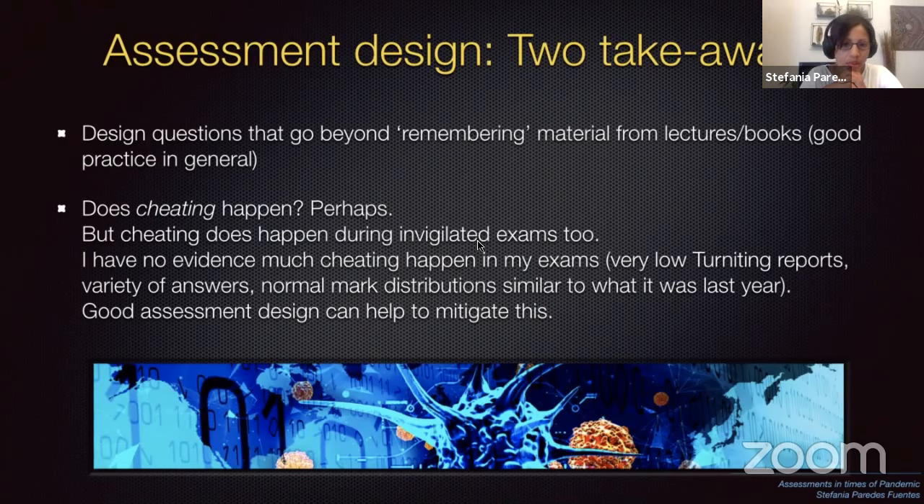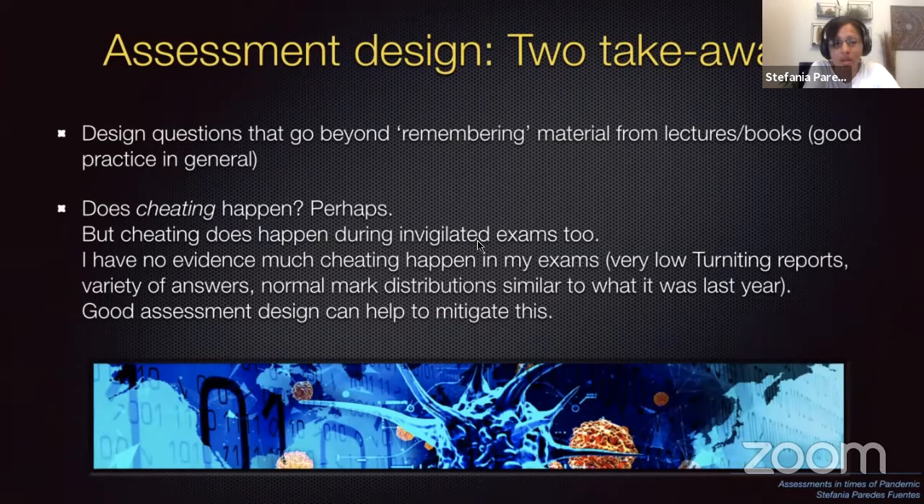And another thing that you might wonder about is cheating. Does cheating happen more in remote assessments? I don't think so. Does it happen? Yes, it might have happened. But cheating does happen during invigilated exams too. And I have no evidence that much cheating happened during my exams. I have very low Turnitin scores.